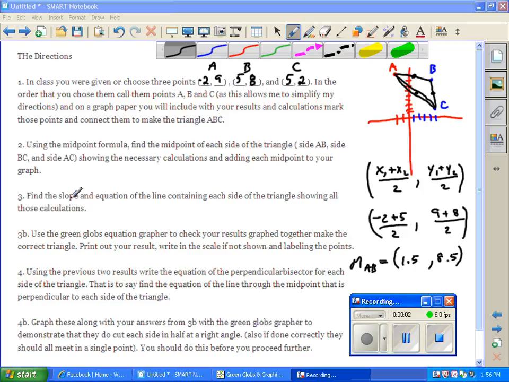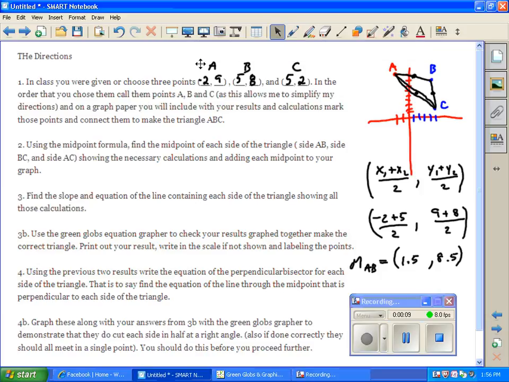All right, so we've gone through parts 1, 2, and 3. Part 1, you're drawing the triangle with the points A, B, and C. Part 2, you're using the midpoint formula, identifying the midpoints of AB, BC, and AC, and putting those onto your graph paper. Part 3, you're finding the slope of the line that connects A and B, and the equation of the line that connects AB, and the same thing for BC and AC.